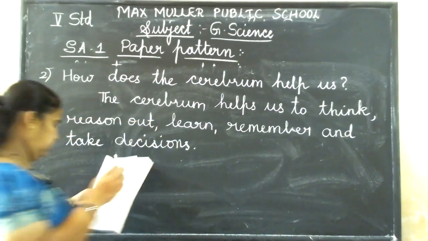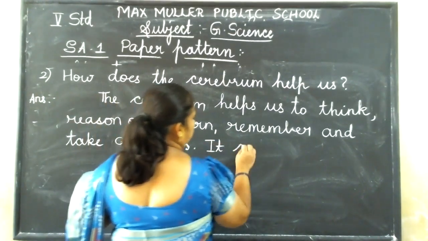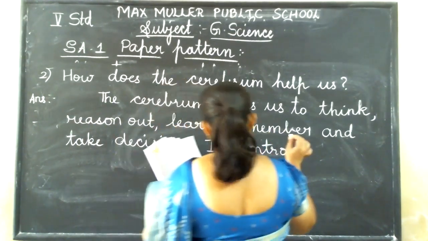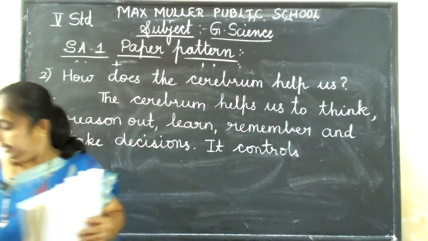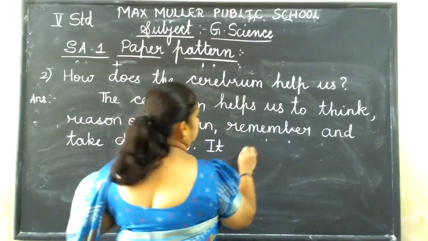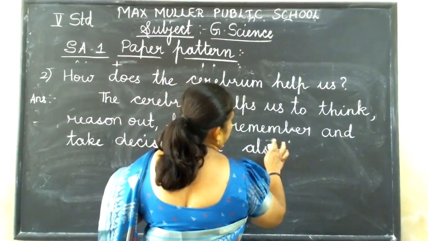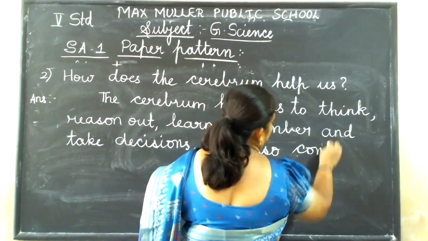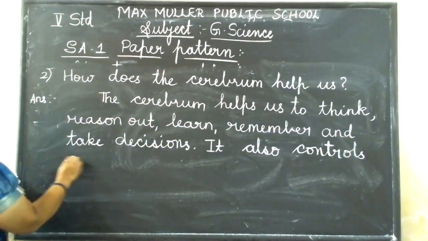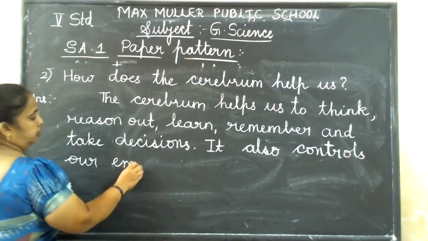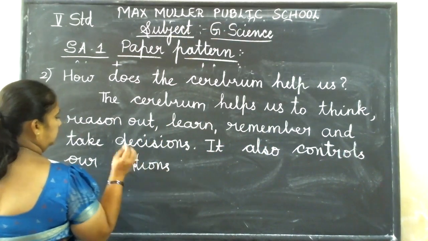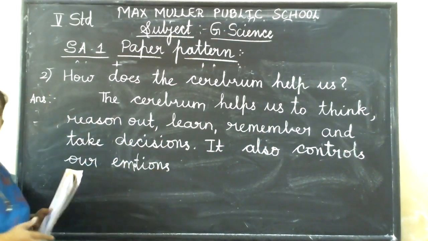Decisions. Okay, the last one, this one. It controls. This line is not printed, so write properly. It also controls our emotions. So this one is not seen properly. Emotions. So write this one properly.